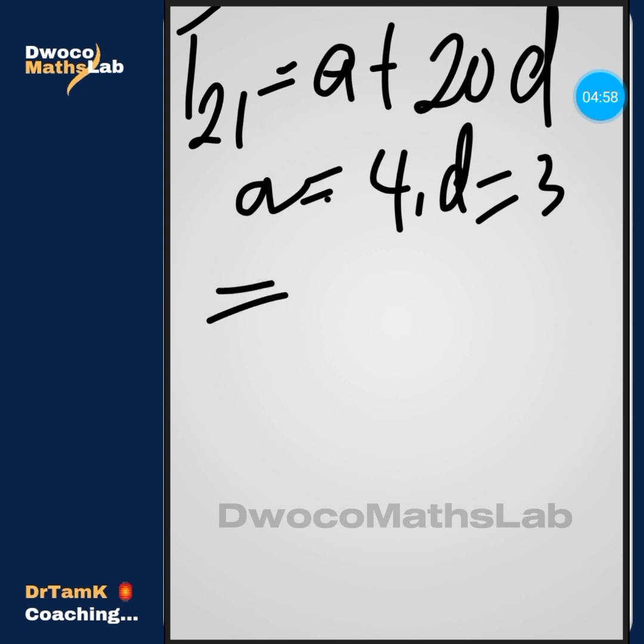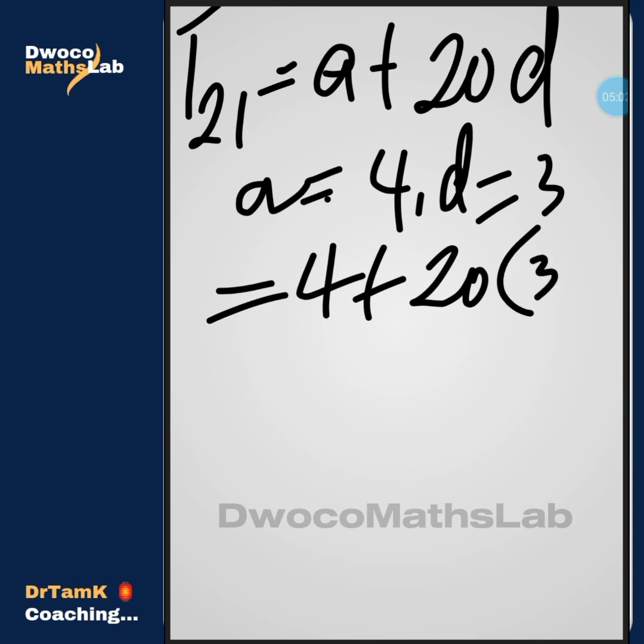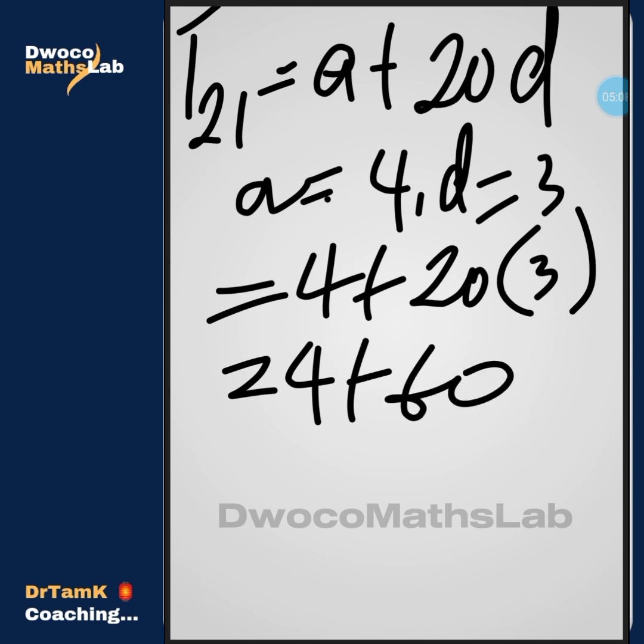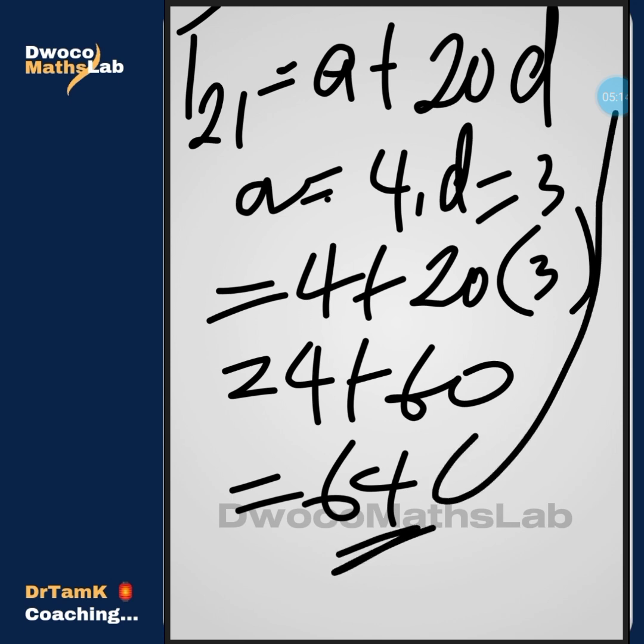So your 21st term now is equal to 4 plus 20 times 3. Is it clear? So that's going to be 4 plus 20 times 3. That's going to give us what? 60. Is it clear? That your 60 plus 4 gives us what? 64. So obviously your 21st term will be what? 64 in this case.